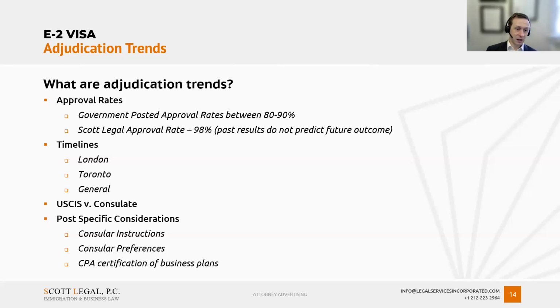USCIS, even though the fee is going to be $500, if you want that application to be expedited, so decided within 20 business days, you are looking at an expedite fee of almost $3,000. So USCIS does tend to be more expensive by and large, though again, that depends on your country of nationality. And post-specific considerations, I'm not going to say much more about this. I've already talked about it, but reach out to us if you're looking at applying at a consulate, and there is strategy behind what different consulates are looking for.